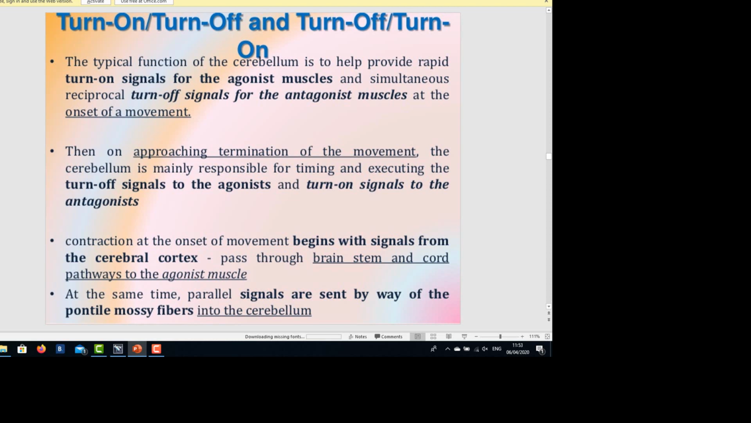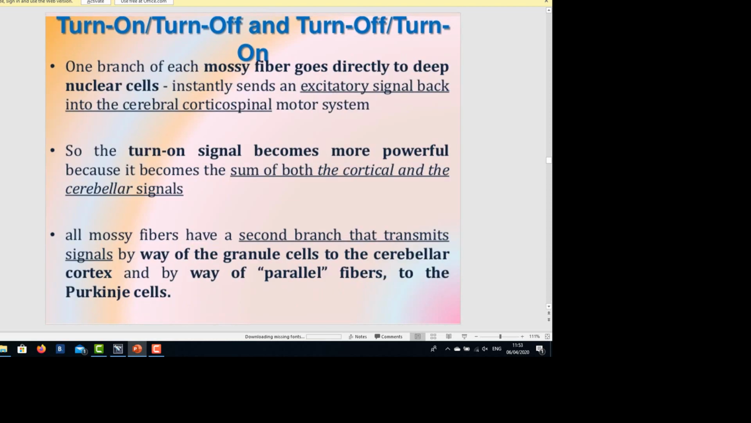Contraction at the onset of movement begins with signals from the cerebral cortex passing through the brainstem and corticospinal pathways to the agonist muscles. At the same time, parallel signals are sent by way of the pontile mossy fibers into the cerebellum. One branch of each mossy fiber goes directly to deep nuclear cells, instantly sending an excitatory signal back into the cerebral corticospinal motor system.